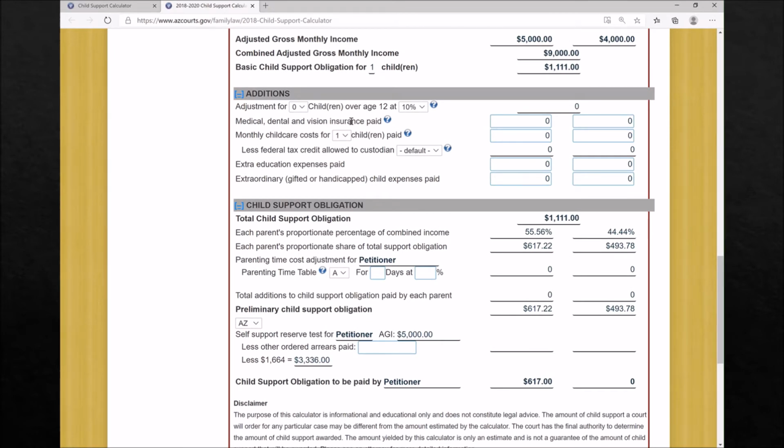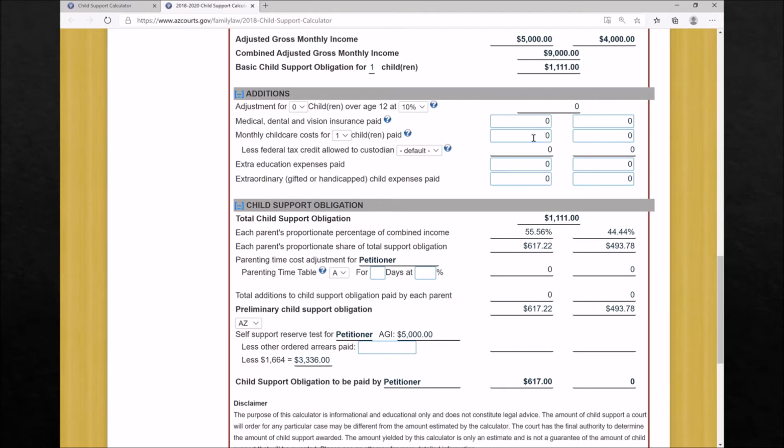Medical, dental, and vision insurance paid. If the child is included in either parent's insurance, and if that parent has to pay additional to put the child on their insurance, which is most likely the case, then you enter that here, because that becomes an expense on the child, right? Over and above this basic living expense, the insurance is not seen as a basic living expense. It is seen as something over and above.